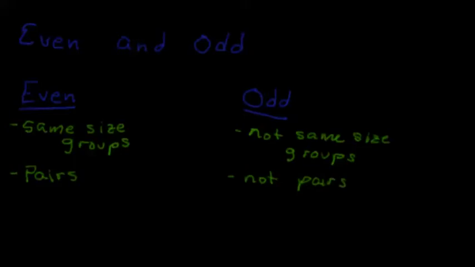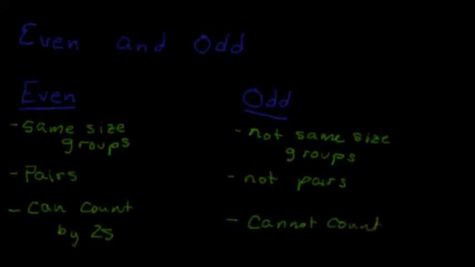And the final thing that we can do is if it's even, we can count by twos. If it's odd, we cannot count by twos. When we get to the end, there's always going to be one left over that we didn't count.